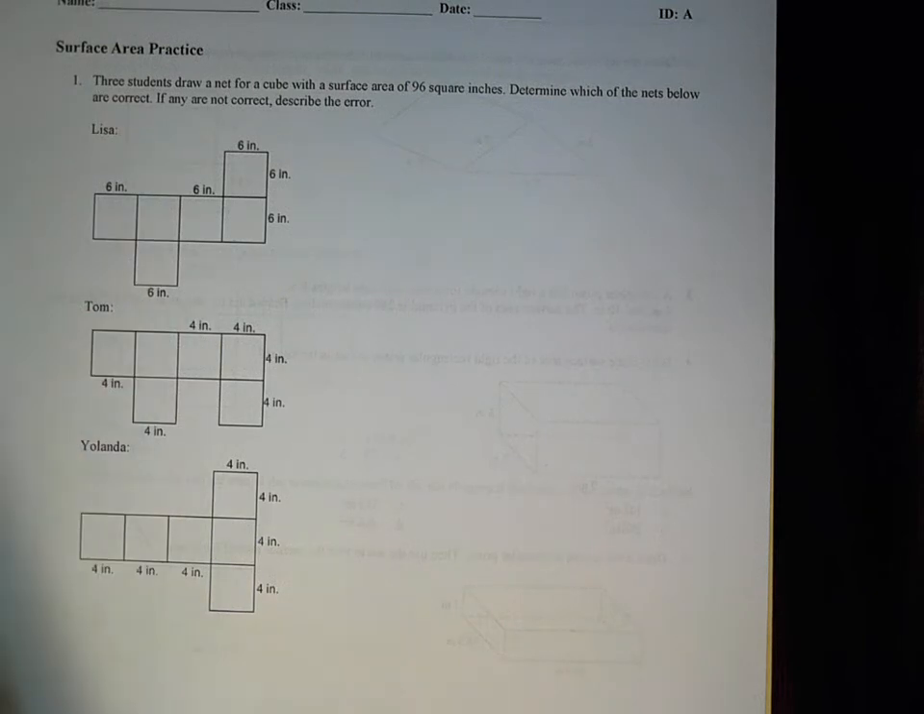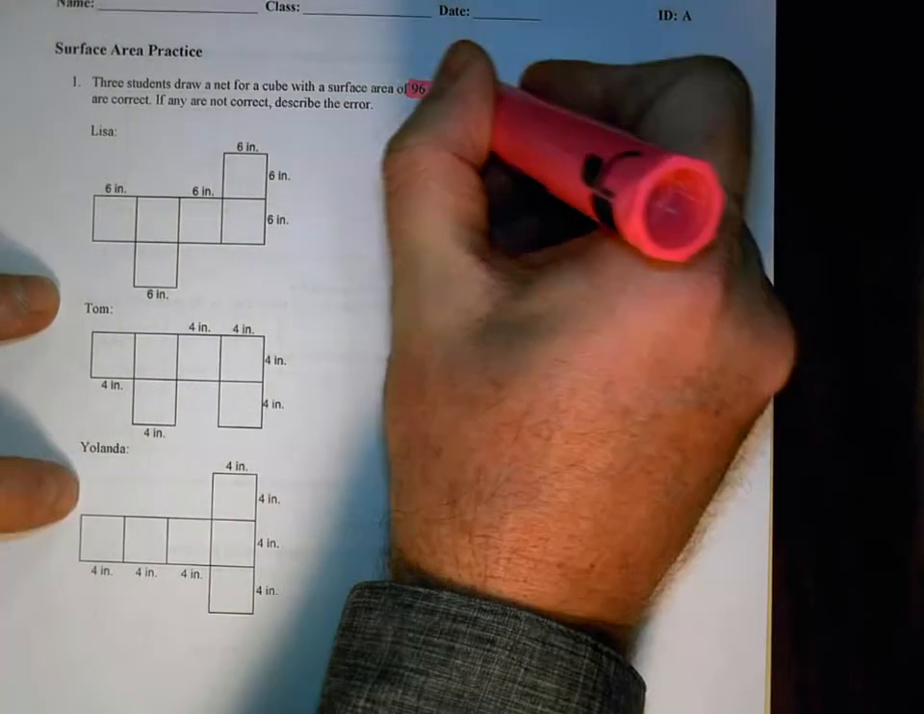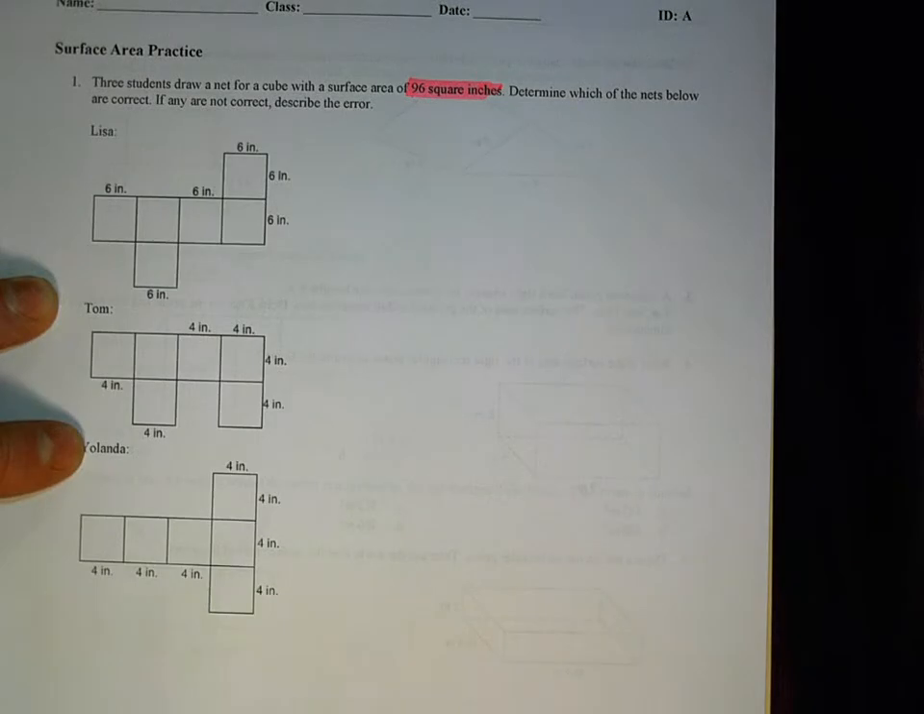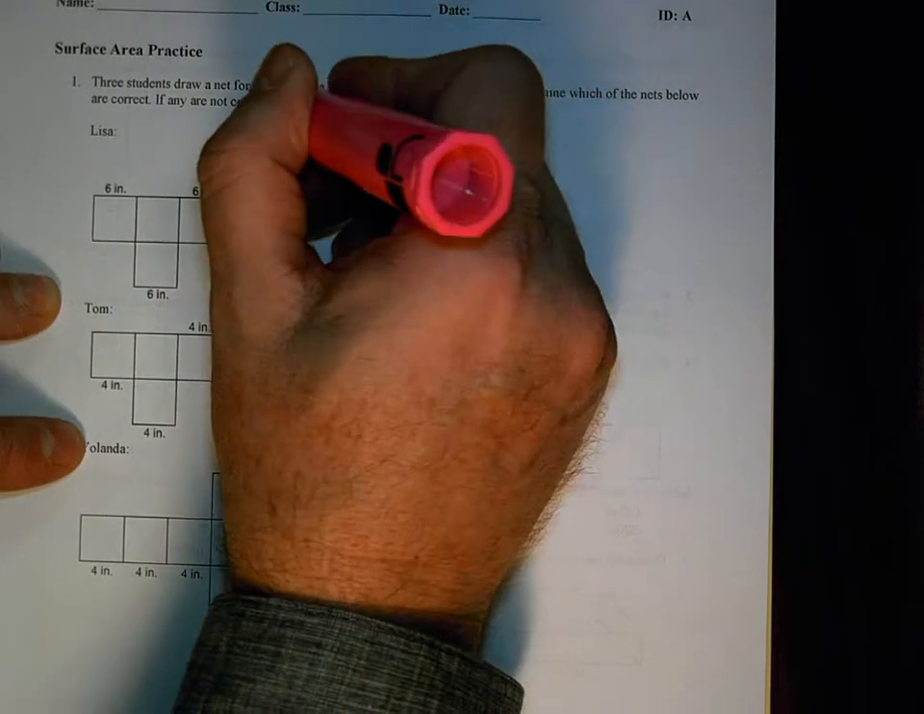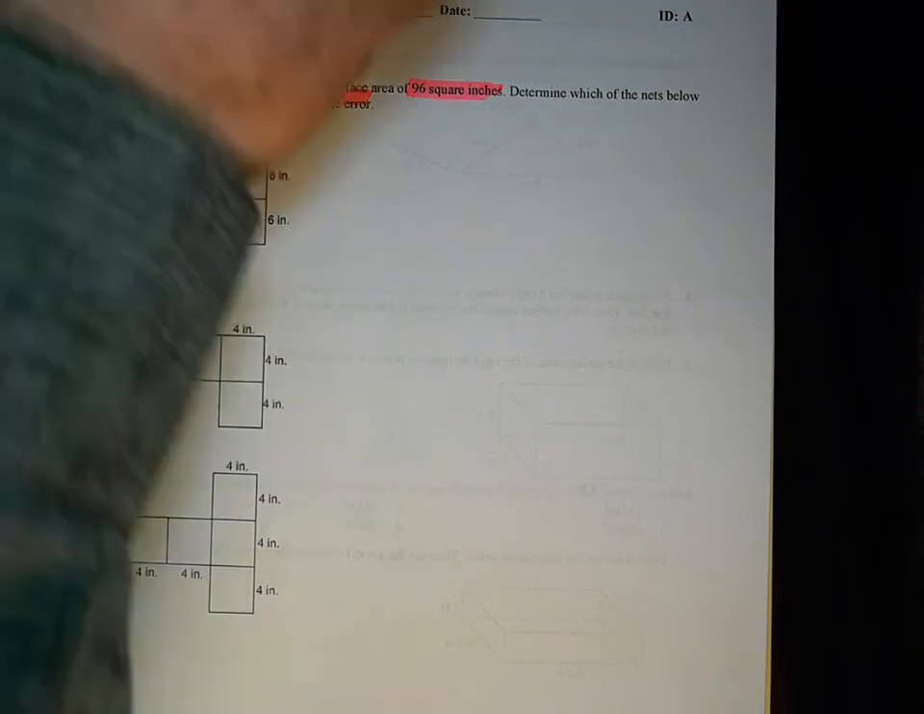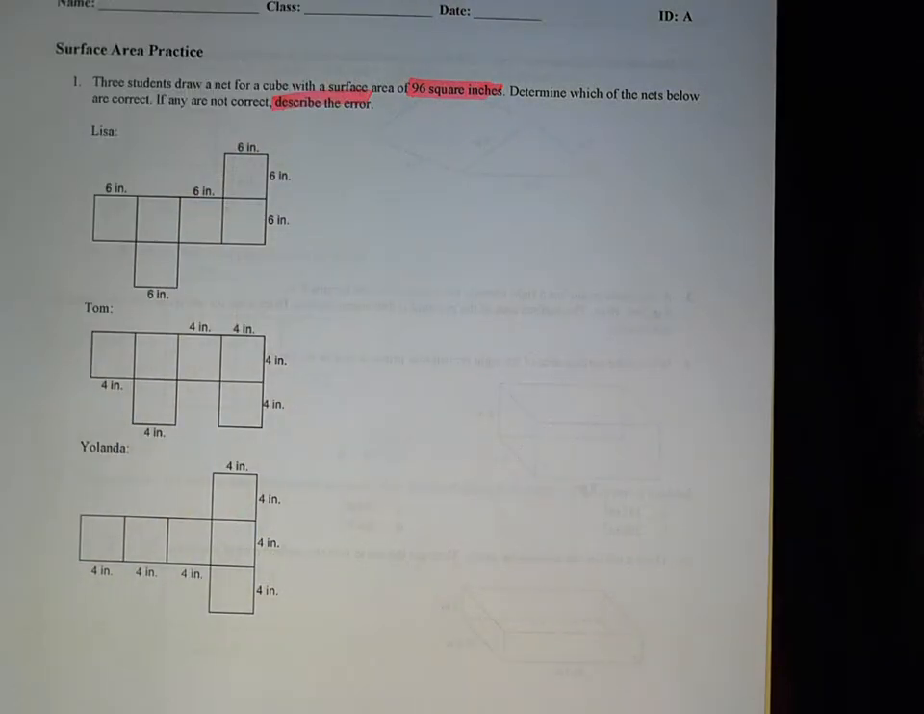So, we've got, number one says, 3 students draw a net for a cube with a surface area of 96 square inches. Anytime I got numbers, I know those are going to be important. Determine which of the nets below are correct. If not correct, describe the error. Okay, so I have 3 nets. And they're telling me I have a cube with a surface area of 96 square inches.